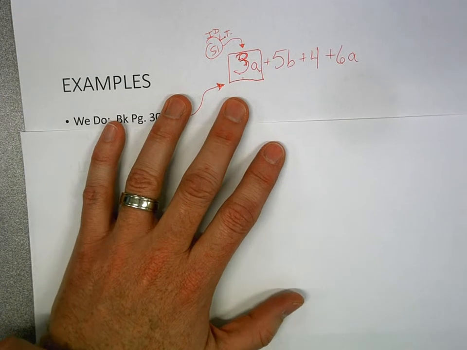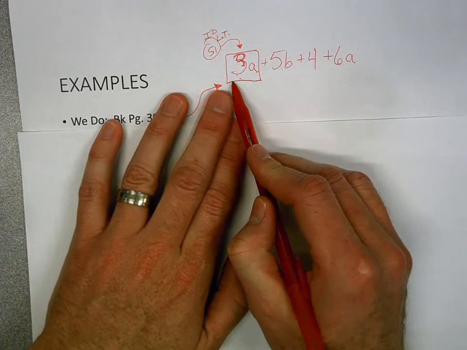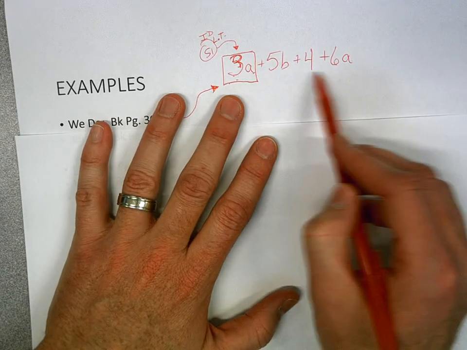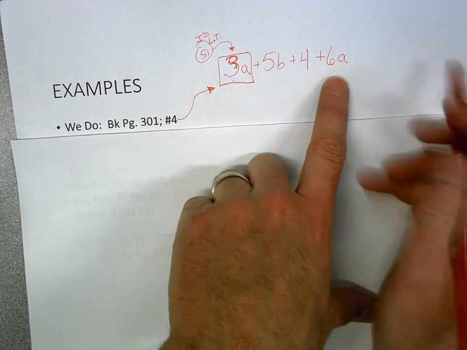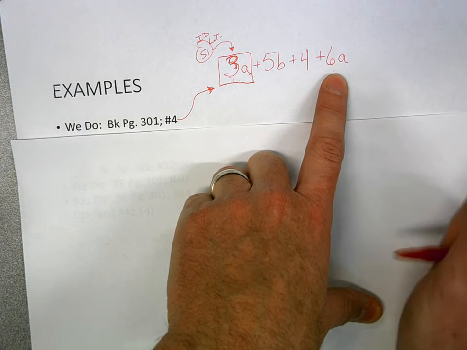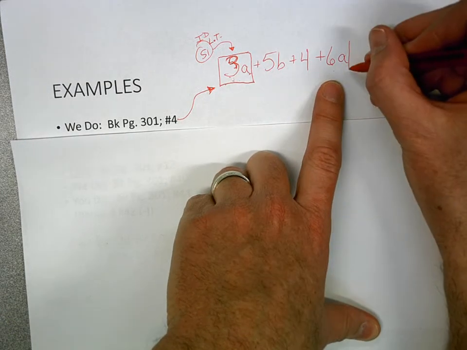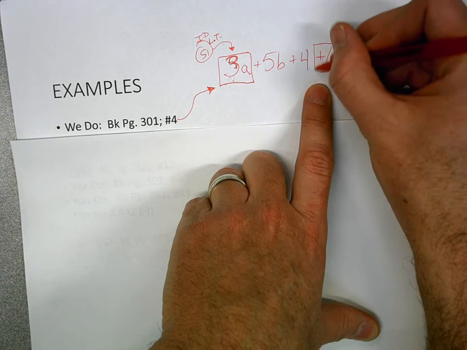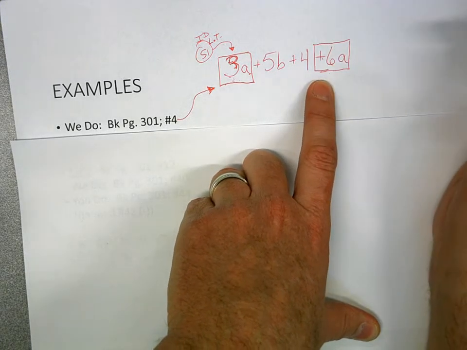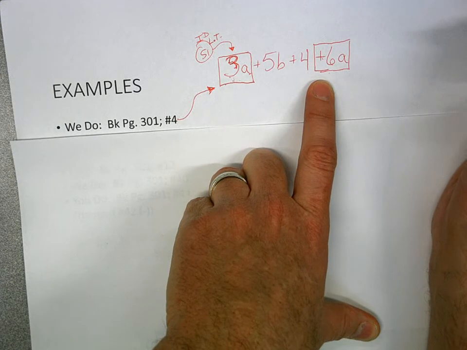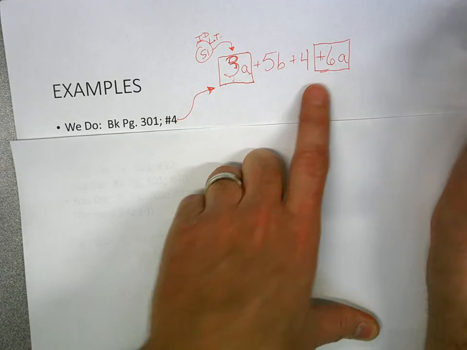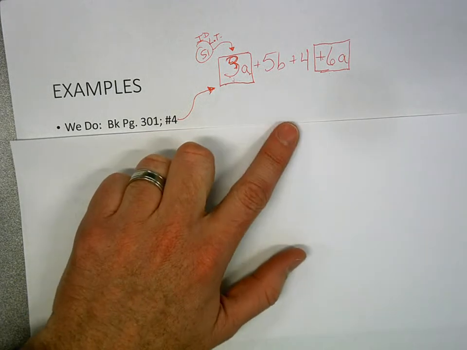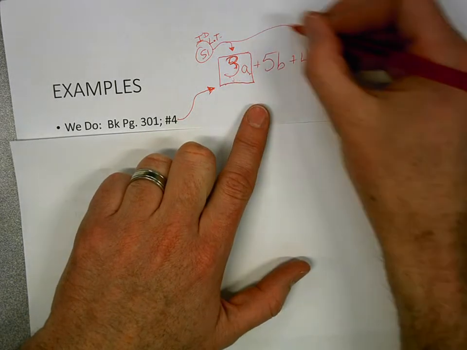But here's what I am picky about. Whatever you do with the a term, I'm going to look here and do with any other a term. And here's another a term. It's a positive 6a. Now the other thing I'm picky about is when putting a box around it, include the sign to the left. That's extremely important, especially as these problems get harder. Okay? Now, I just ID'd one like term.